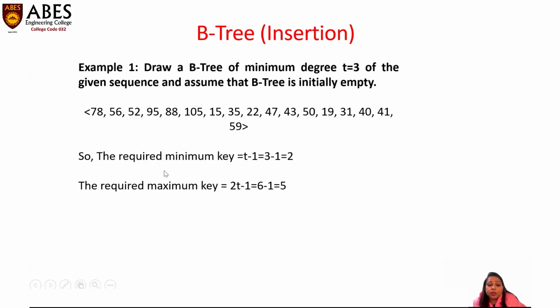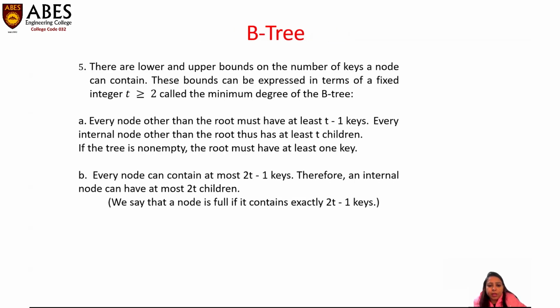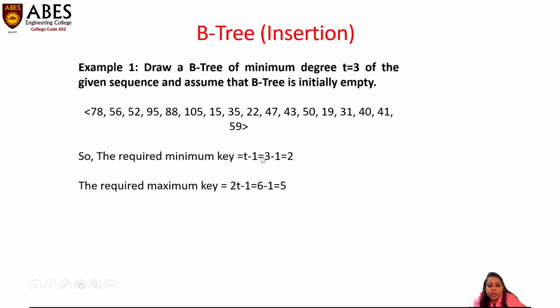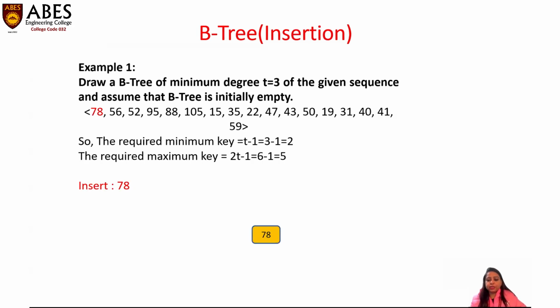We have to find out the minimum key. As we have already learned here, the root must have at least t minus 1 keys, that is the minimum value, and at the most 2t minus 1 keys, that is the maximum value. So t minus 1, where degree is 3, so 3 minus 1 gives you 2. 2 into 3, that is 6, minus 1, that is 5. So minimum it can have 2 keys and maximum it can have 5 keys.